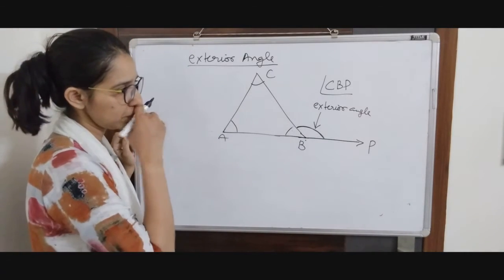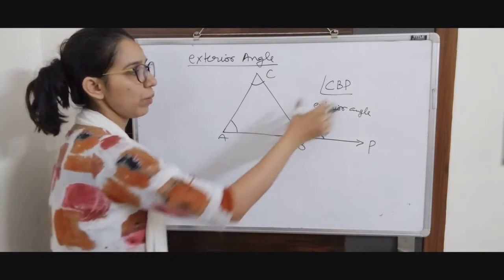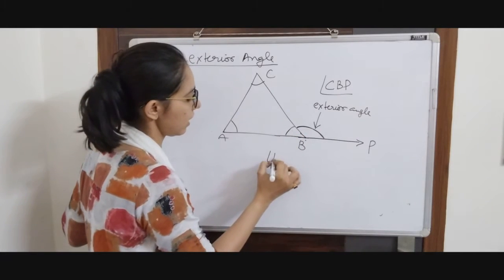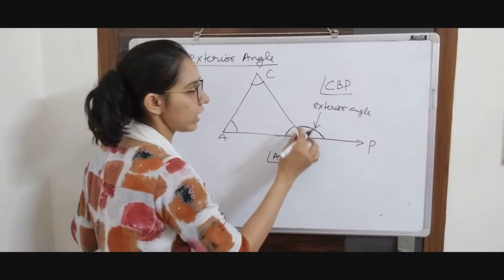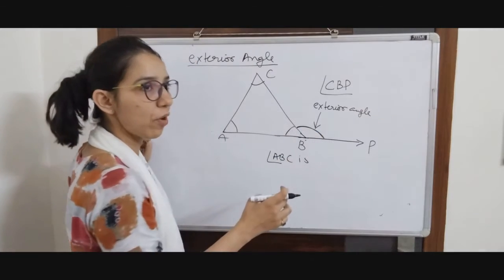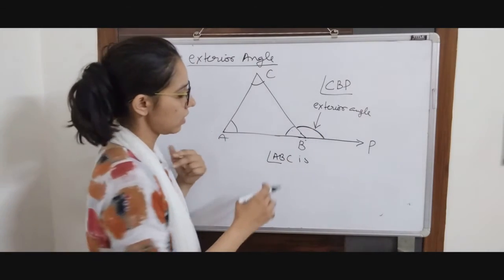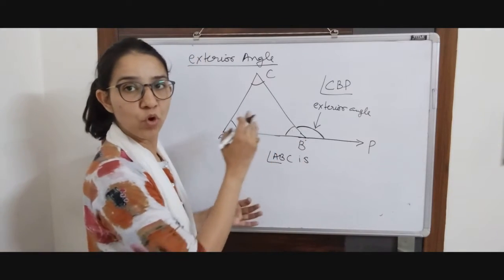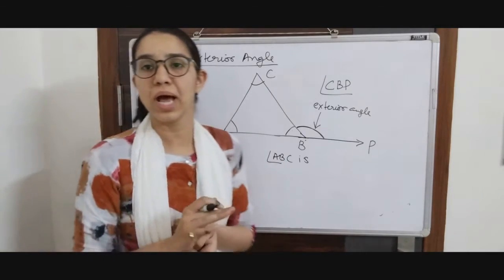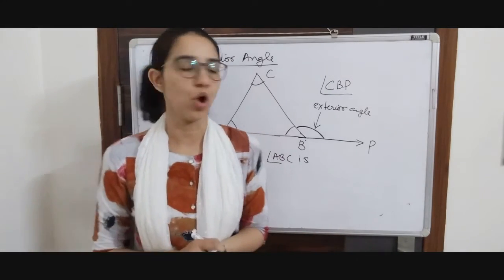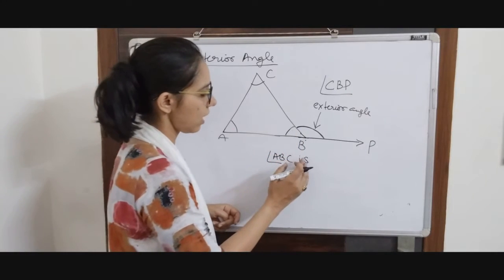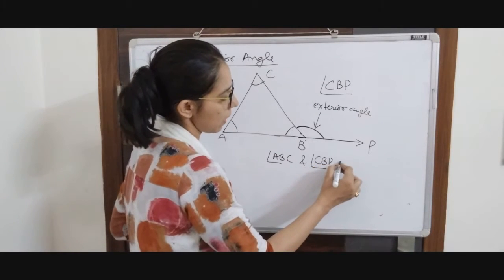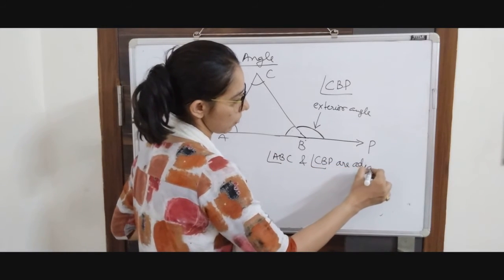But before that, we are going to talk about this angle. This angle, angle ABC, is adjacent to this angle. We have talked about adjacent angles in our previous classes. Adjacent angles have the same vertex, a common arm, and the non-common arms lie on opposite sides of the common arm. So angle ABC and angle CBP are adjacent to each other.